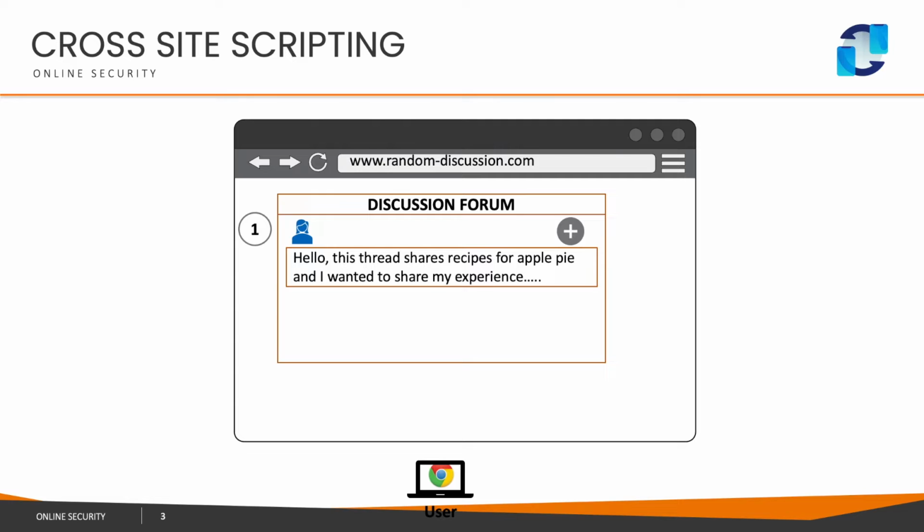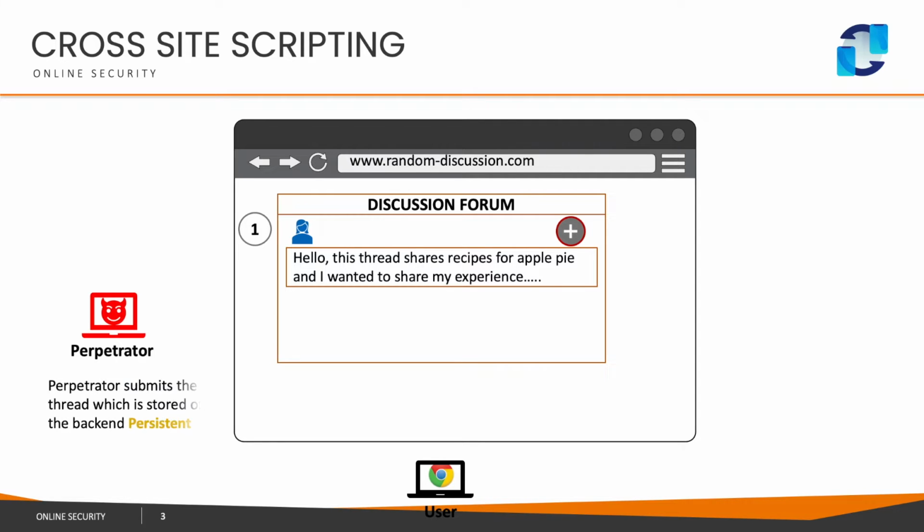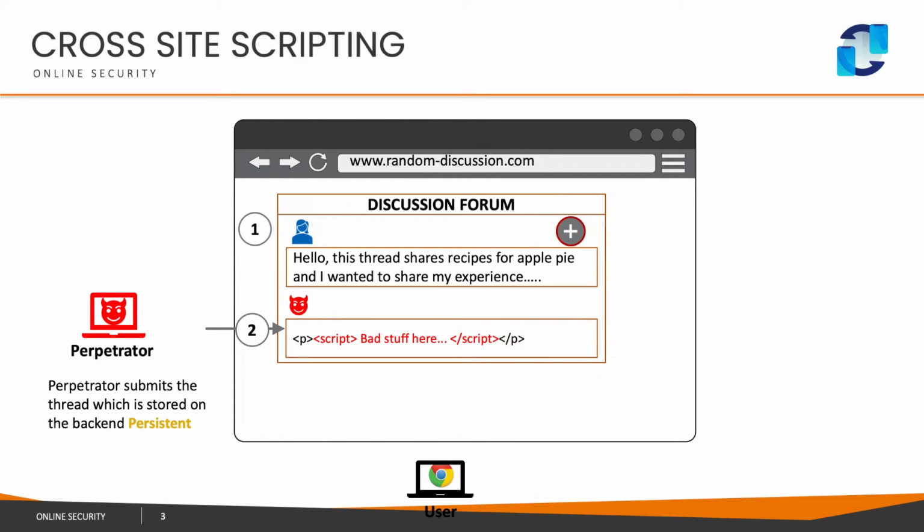Now, what the perpetrators would do is add a response to this thread, or maybe create another thread. And they're going to submit the text of the thread, which actually contains some malicious script. So instead of your standard text like the first user had done, "Hello, this thread shares recipes for apple pie," etc. Now, the malicious attacker may include some actual JavaScript here, right?